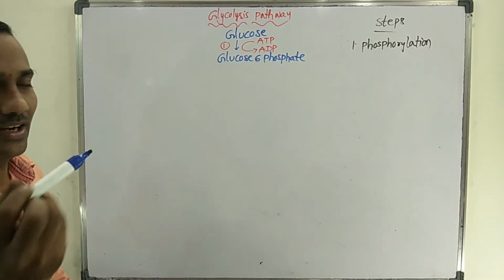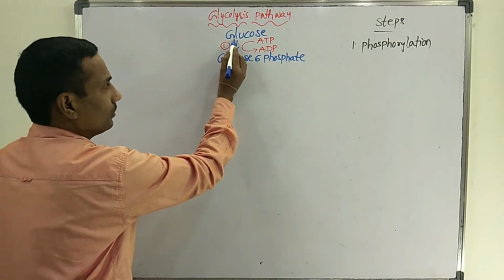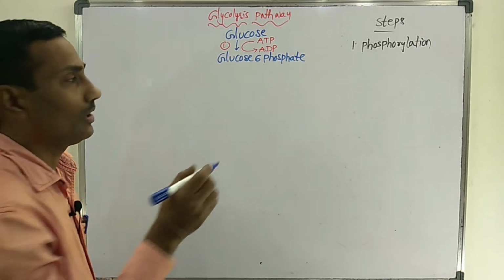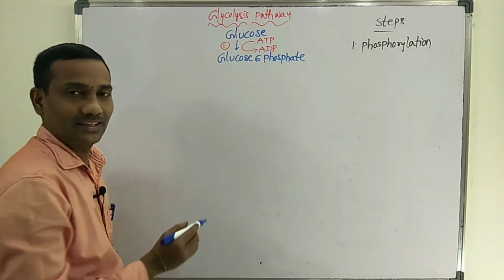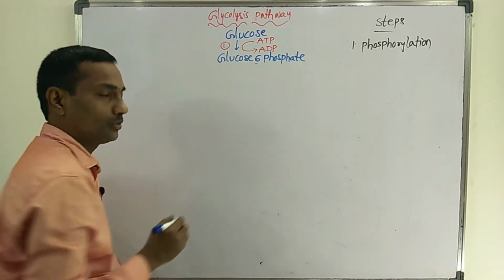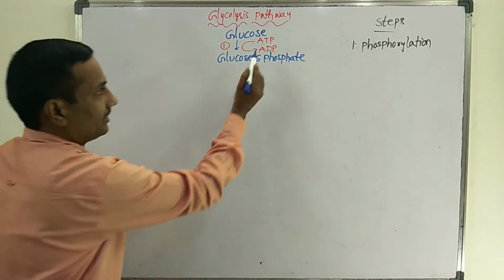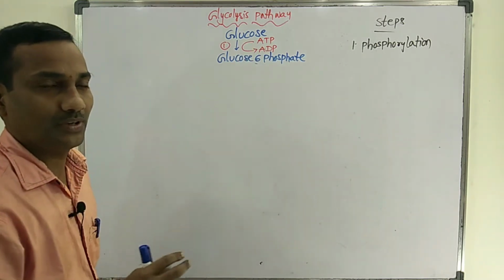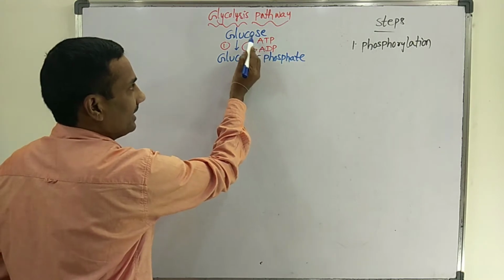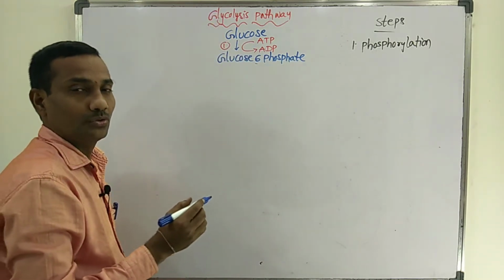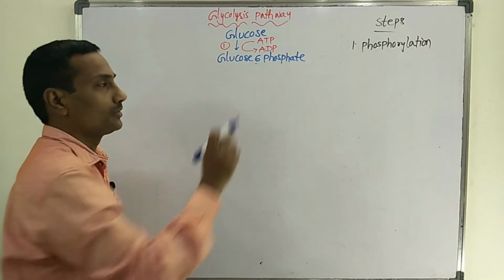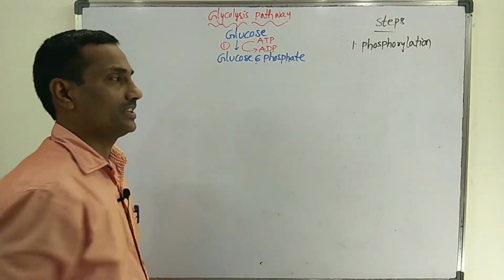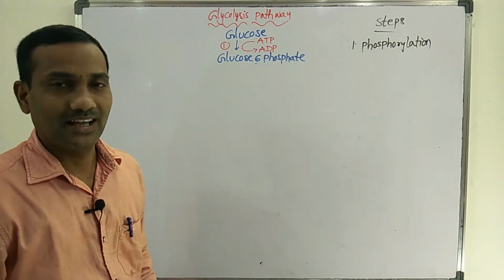What major change can you observe in this step? Glucose is phosphorylated. One glucose takes one phosphate molecule from ATP, so it converts into glucose 6-phosphate. Here ATP consists of 3 phosphates, whereas ADP consists of 2 phosphates only. That remaining phosphate is added to glucose at the 6th carbon position. So it converts into glucose 6-phosphate. It is the first step that occurs in glycolysis.